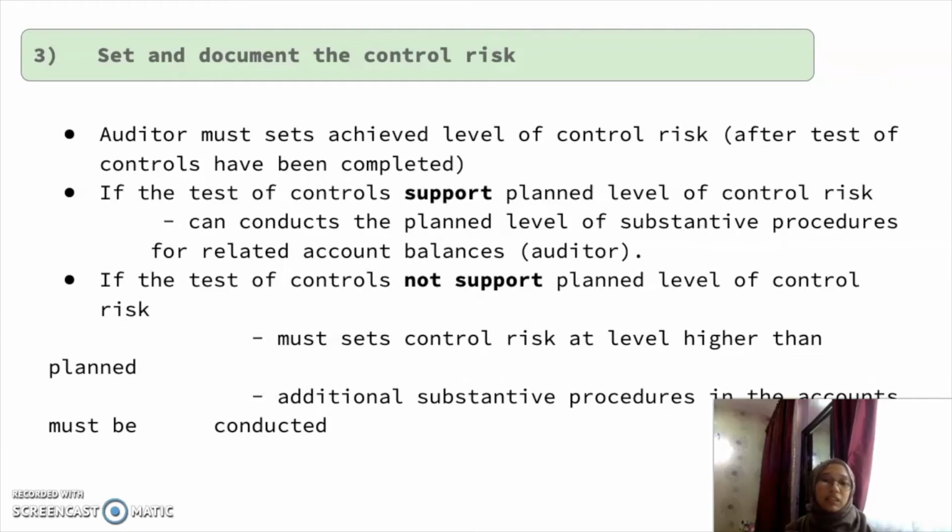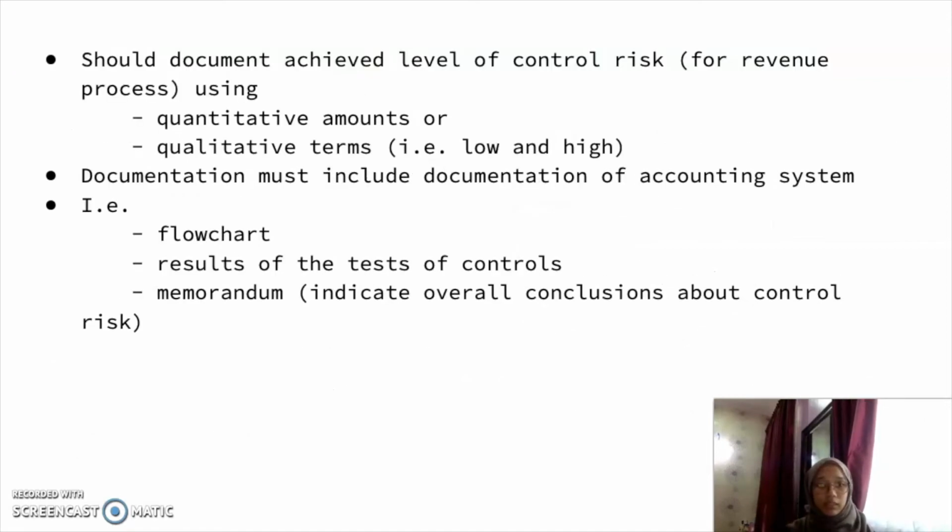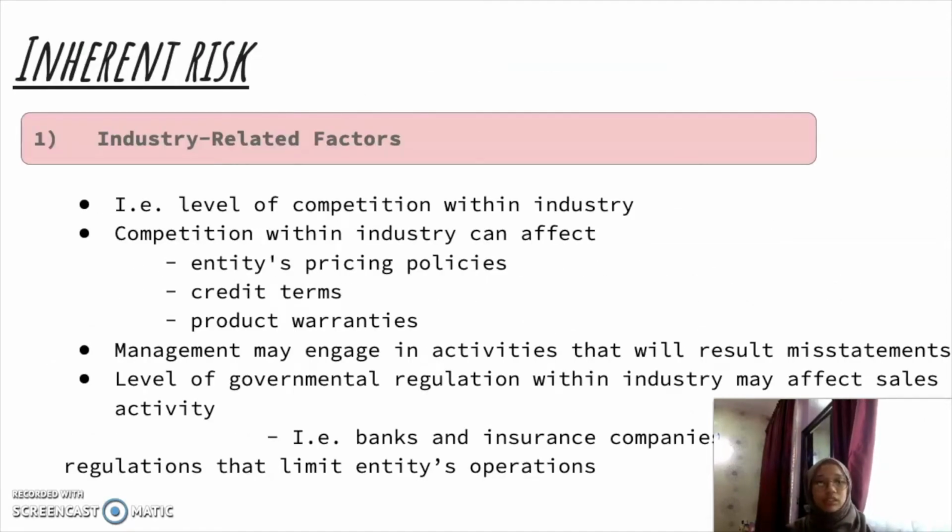But if the test of controls does not support the planned level of control risk, the auditor must set control risk at a level higher than planned and also needs to do additional substantive procedures. So, moving on to the second type of risk, which is inherent risk.